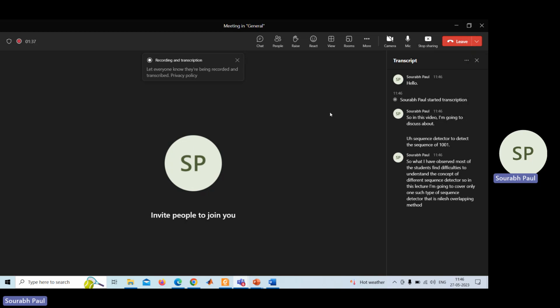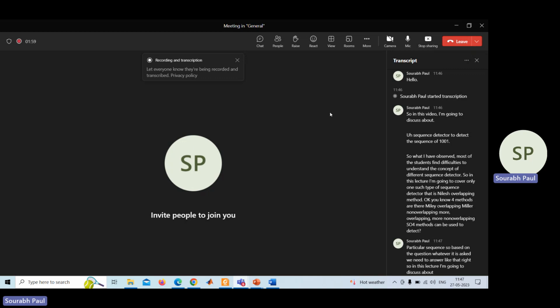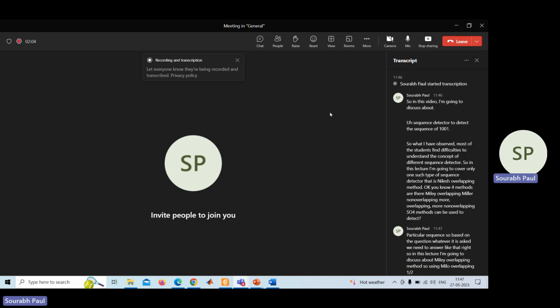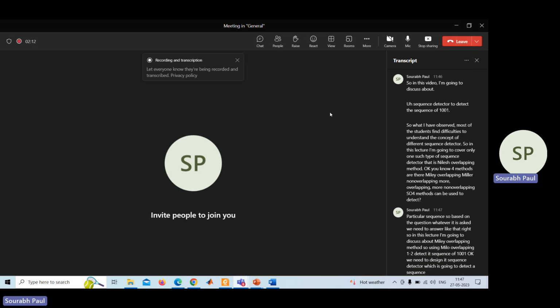method. Okay, you know, four methods are there: Mealy overlapping, Mealy non-overlapping, Moore overlapping, Moore non-overlapping. So four methods can be used to detect a particular sequence. Based on the question, whatever it is asked, we need to answer that way. So in this lecture, I'm going to discuss the Mealy overlapping method. Using Mealy overlapping, we want to detect a sequence of 1001. We need to design a sequence detector which is going to detect a sequence of 1001.